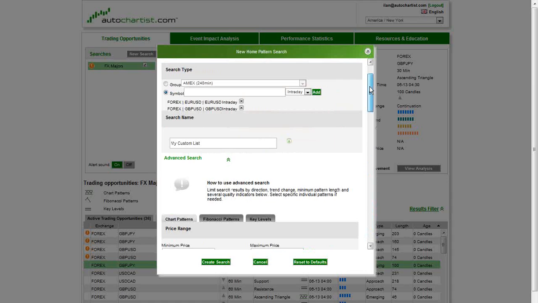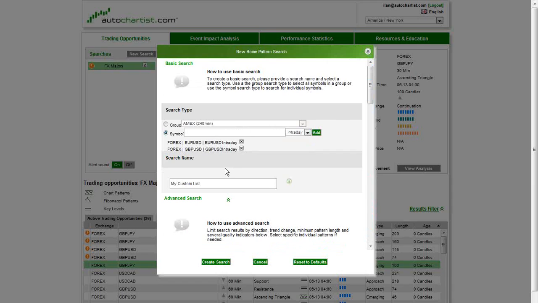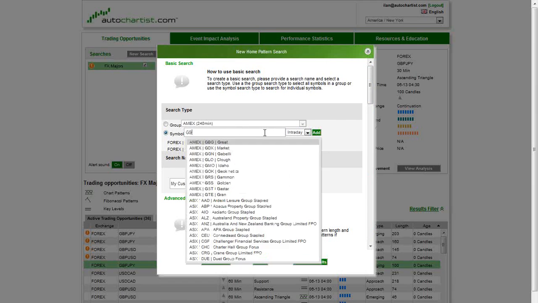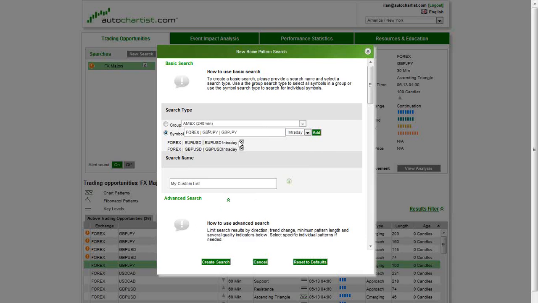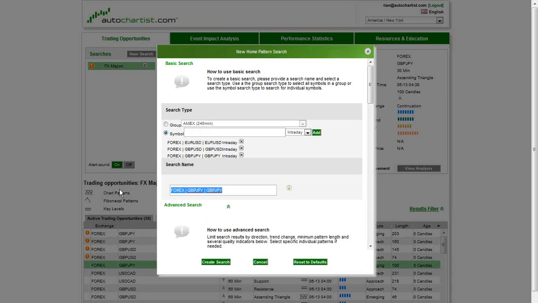changing the defaults. I've selected Euro USD and GBP USD. Maybe let's add in GBP JPY in there, Japanese yen. Let's add that into the list, and let's actually name the list, custom list. We can create a search.